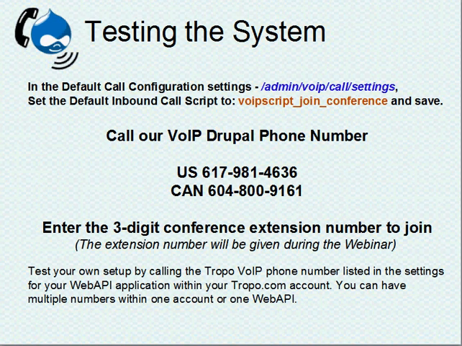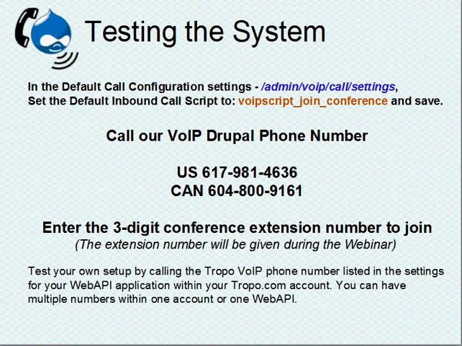All right, so let's test the system. In the default call configuration settings, we're going to use the drop-down list to check the VoIP script join conference and then save. Okay, so the wonderful thing about the conference, and it's been a secret till now, is that the conference room is a number that you will just make up. You will make it up on the fly.